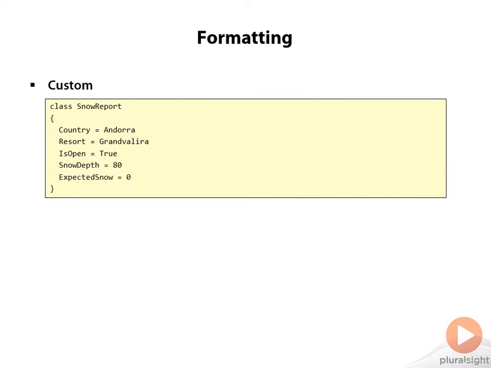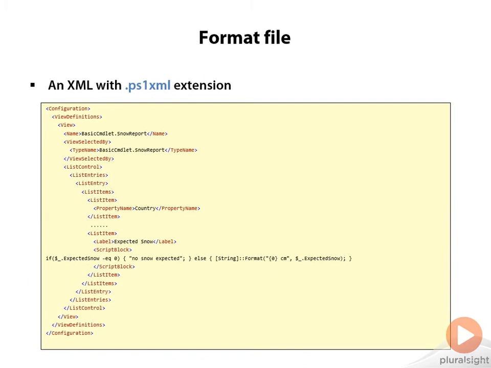Additionally, there is a custom view. This is a view you cannot really modify, and it displays the whole object hierarchy with all child objects, all properties and fields and their values. To modify the way views are displayed, you need to create a format file.